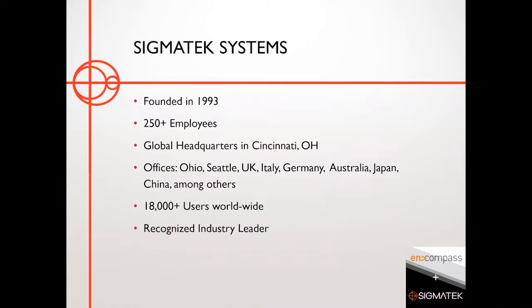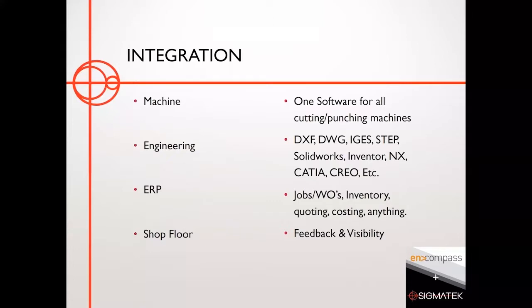If you are not familiar with us, we were founded in 1993. We are currently headquartered in Cincinnati, Ohio, about 250 employees globally. So we've got offices all over the place, 18,000 users worldwide. So we're one of the biggest, if not the biggest, nesting manufacturing solution providers, and we are recognized as the industry leader. So we are talking a lot about integration today from the ERP side, but there's also integration with other areas, such as your machine, engineering, and shop floor.